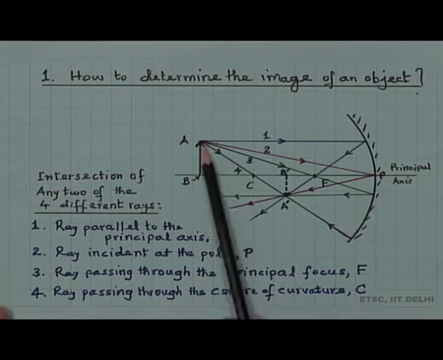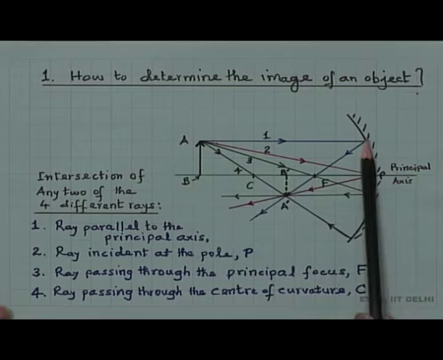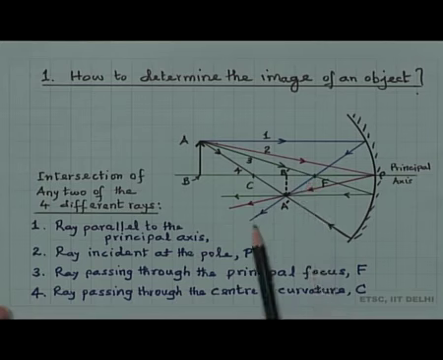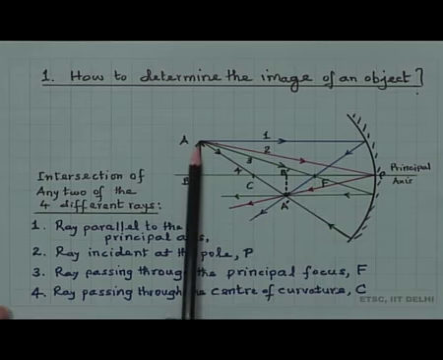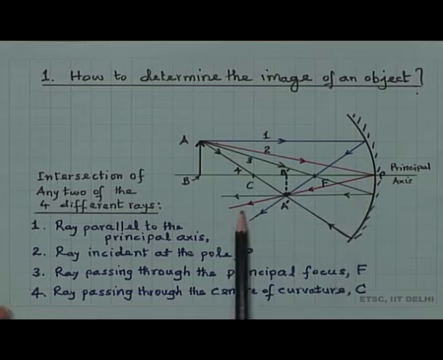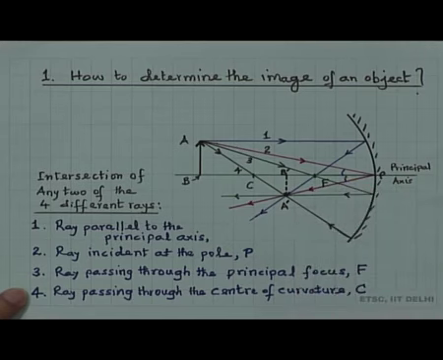One, a ray parallel to the principal axis, which passes through the principal focus after reflection. Two, a ray which is incident at the pole, which will get reflected satisfying the law of reflection, that is, the angle here is equal to the angle here.